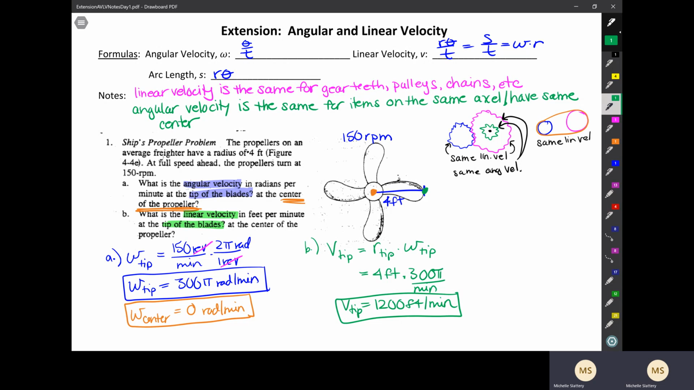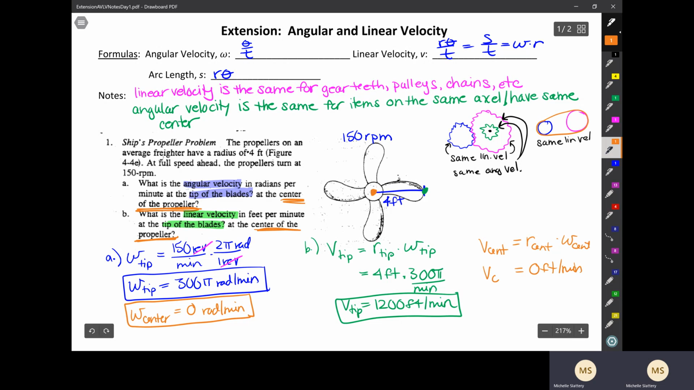All right. The second part of this says, what about at the center of the propeller? Well, again, since the radius is 0, it's going to be the radius at the center times the angular velocity at the center. Well, both of those are 0, so it's simply going to be 0 feet per minute. All right, there's example number 1. Okay, let's take a look at number 2.